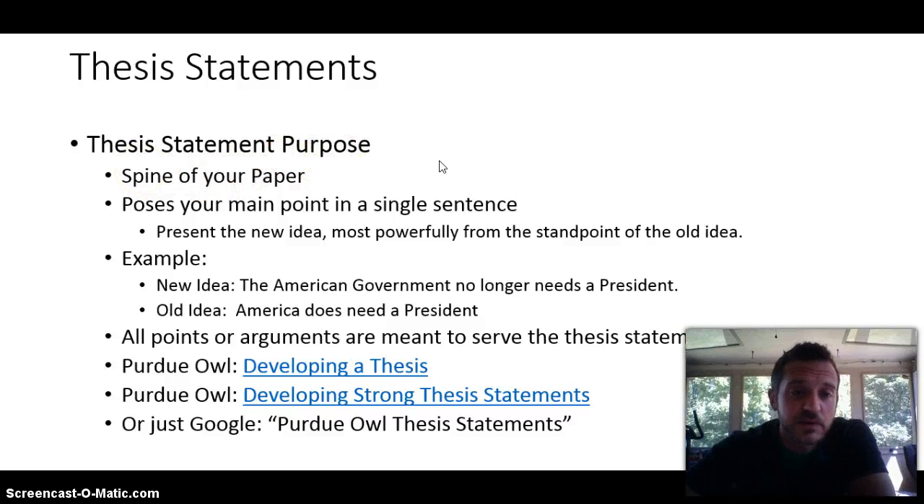Okay, here I have some examples. So the thesis statement's purpose is that it's the spine of your paper and imposes your main point in a single sentence. And in doing so, it presents the new idea most powerfully from the standpoint of the old idea.